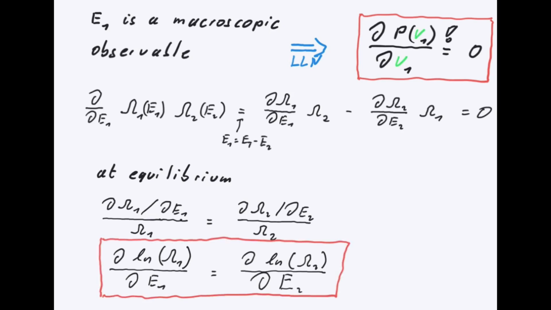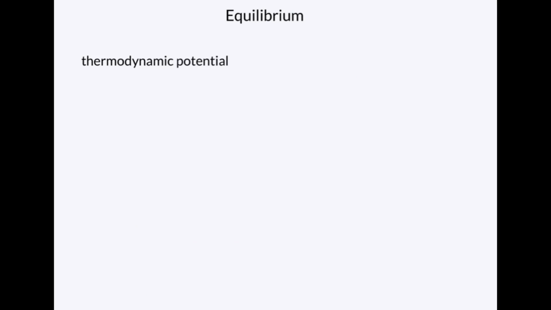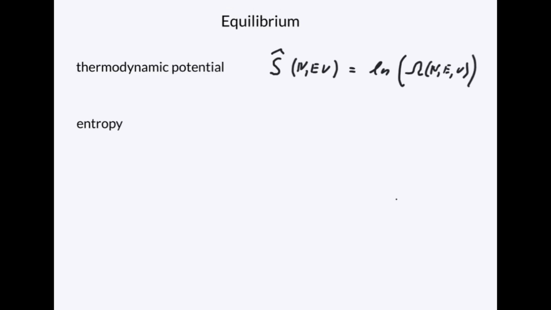We could do likewise derivations for the two other parameters, the volume and the number of particles, to find the respective results. Our result shows us that the logarithm of the partition function is an important parameter to characterize equilibrium. Therefore, it has been given its own name, the thermodynamic potential, and for the microcanonical ensemble, this is given by S hat, which is dependent on the number of particles, energy, and volume.